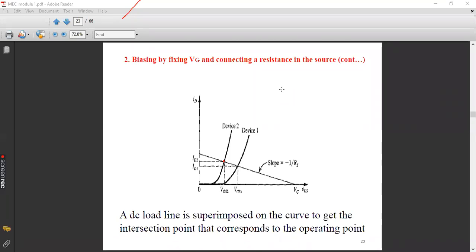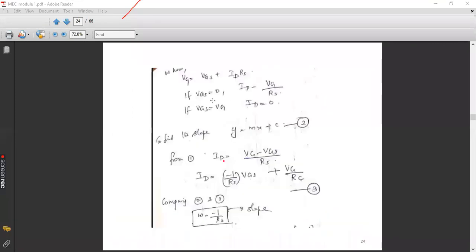0. Good, very good, Neeta. So in y-axis, we are plotting ID. So the value of ID will be 0. Clear? So case 1, you can write. You are putting ID as 0. Then you need to find the value of VGS.